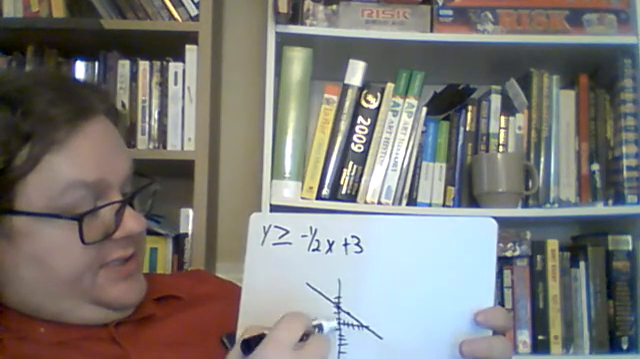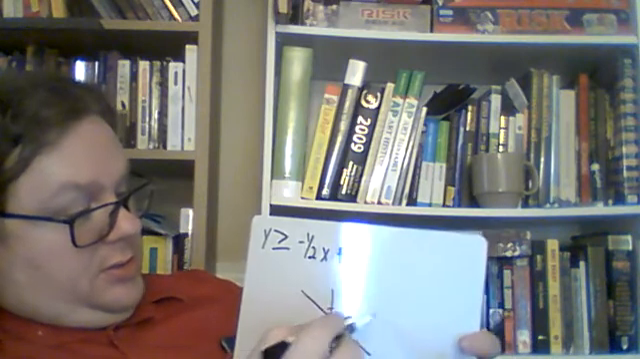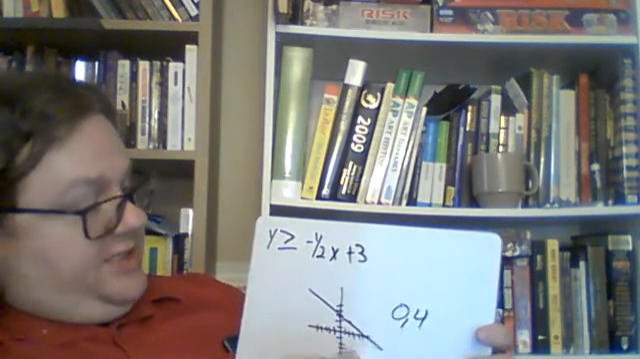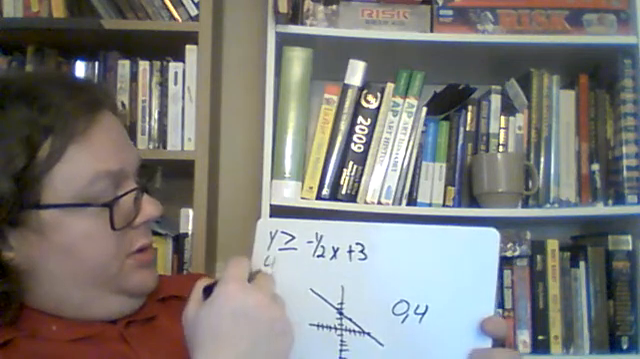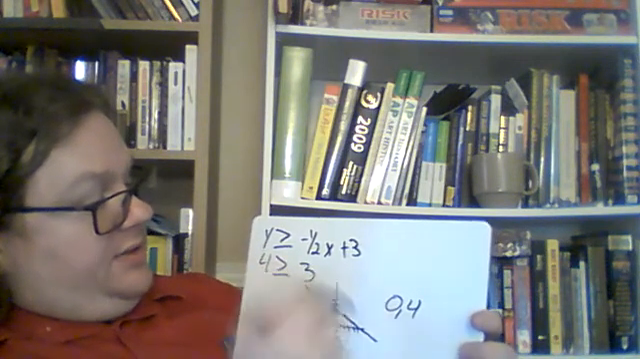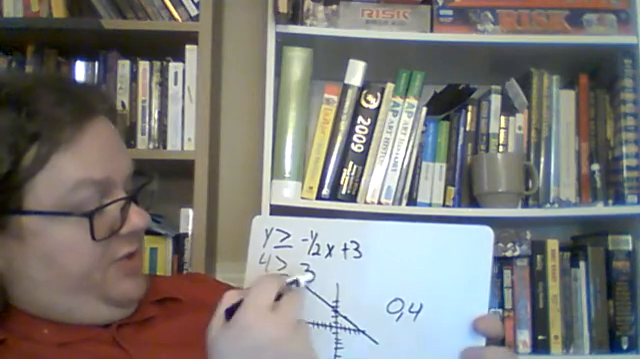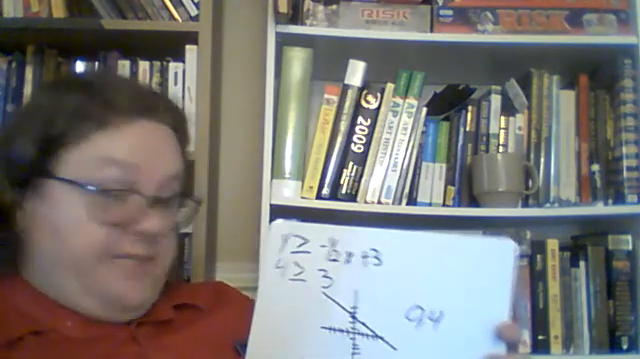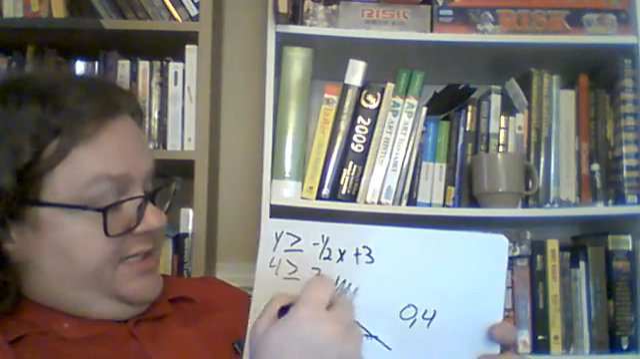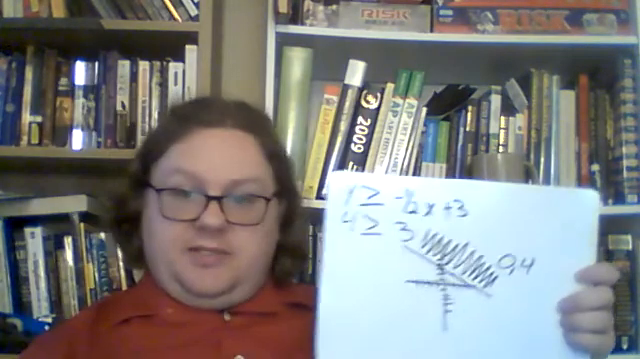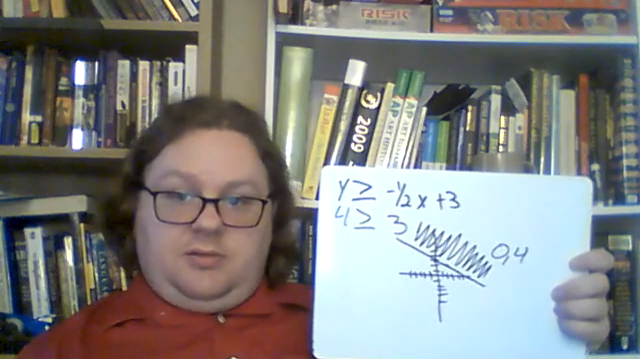Let's see here. This is 0, 4. This point right here. So I'm going to check 0, 4. So 4 is greater than or equal to 3. 0 times half is 0, so just drop that 3 down. 4 is greater than 3, which is a true statement. Which means I guessed correctly. And that is the thing. Okay.